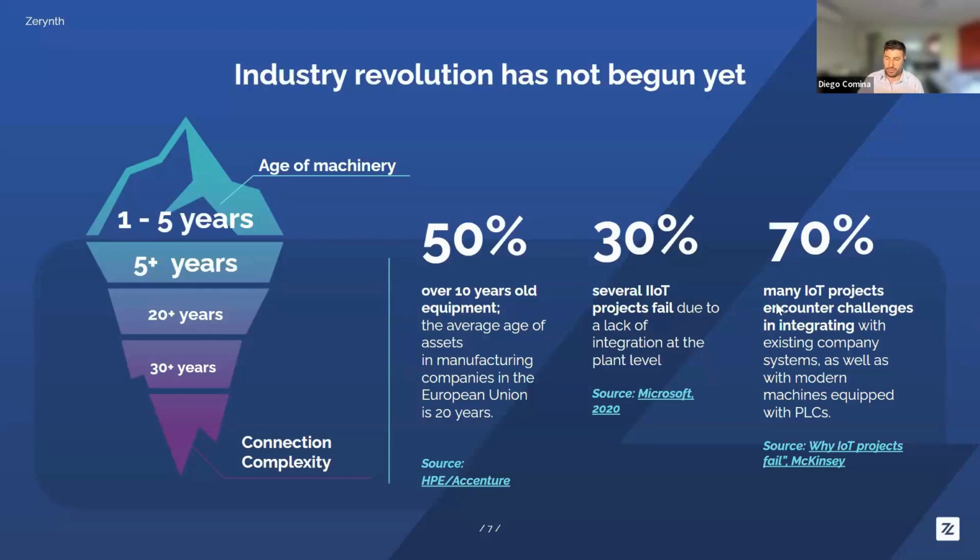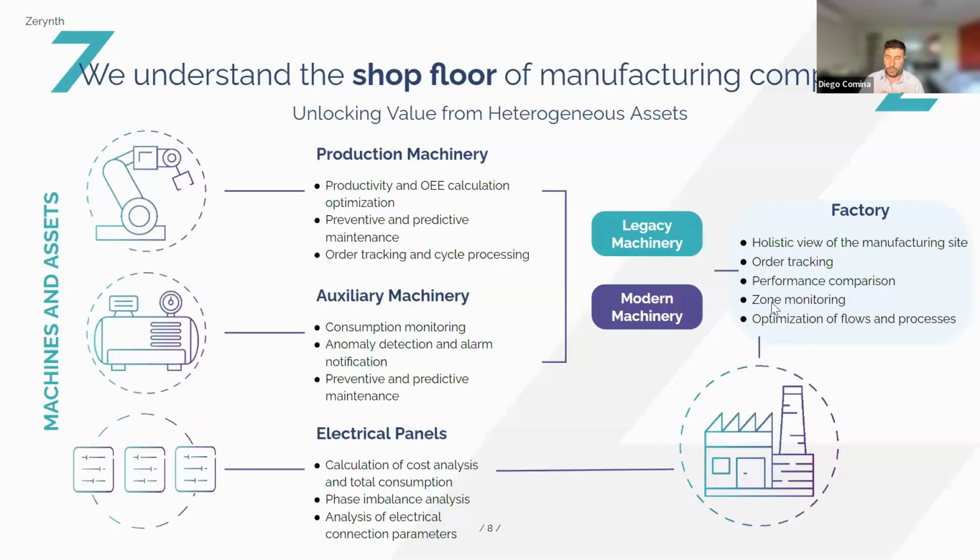If we look to the next page, what does it mean, asset, and how do we look at the asset? Well, everybody's familiar with the production machinery. It is usually at the core of the factory. Of course, this one needs to be connected. Sometimes they're already connected and send the data.